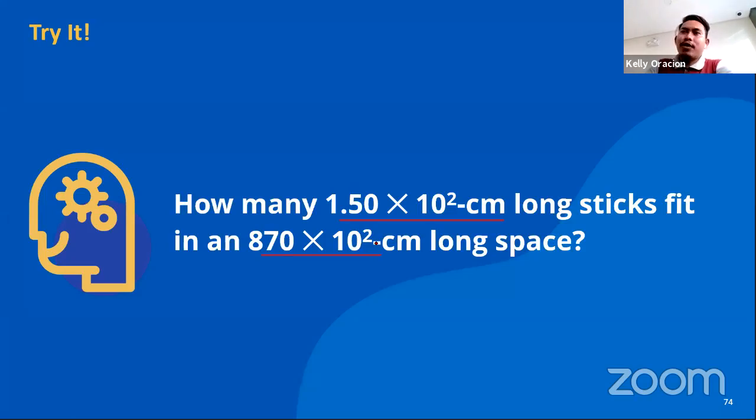So what is the operation? Again, dapat sabto ninyo ang problem. You need to understand the problem to determine what operation to be used. So the operation to be used is what? That is division. So, kailangan mong i-divide ang 870 sa 1.5 to get the answer.